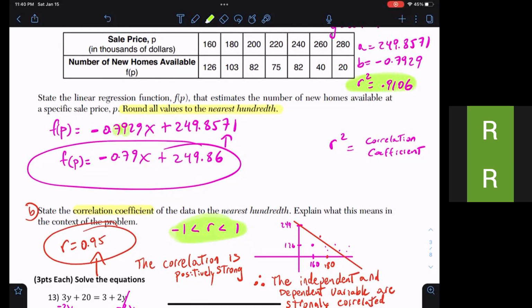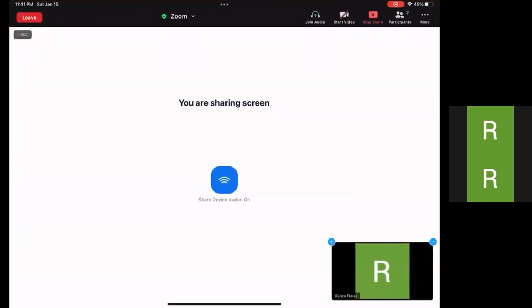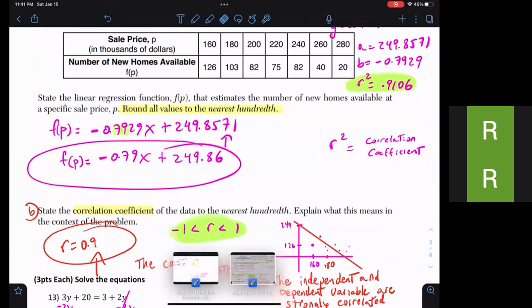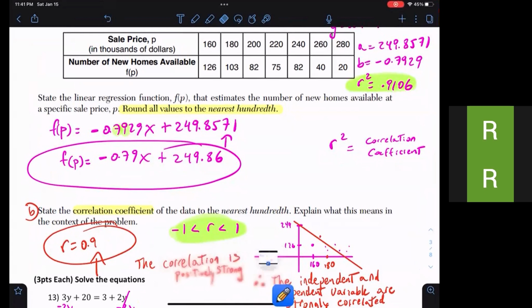We got a little different result this time. Anyway, let me double check in the calculator what we got, just in case. No, the correlation coefficient is 0.91. So let me go back to the slide. Okay, good, we're good. The correlation coefficient is 0.91.